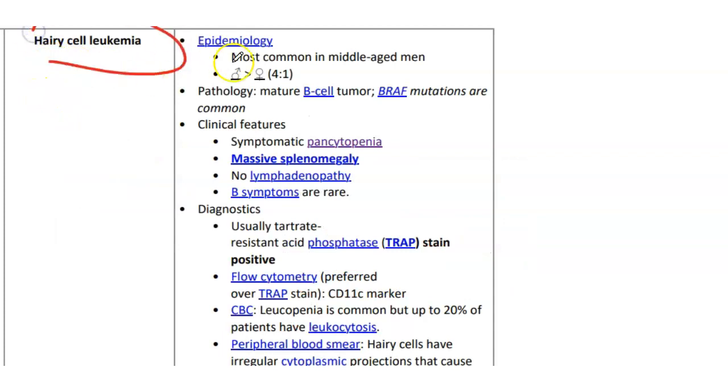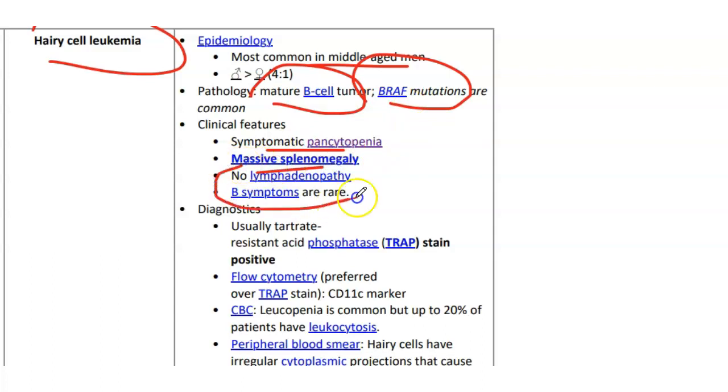Now the second is hairy cell leukemia. It's most common in middle-aged men, and it is a mature B cell tumor. BRAF mutations occur, which are oncogenes for a serine and threonine kinase. Clinical features: there will be pancytopenia and splenomegaly, but there is no lymphadenopathy and B symptoms are rare.